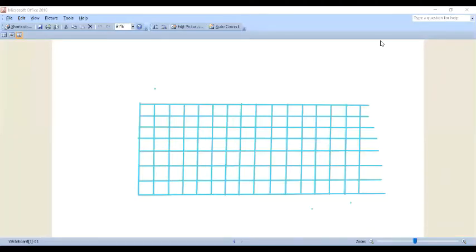So first, how to draw the R? Okay. So this is, we give the numbering. This is 1, 2, 3, 4, 5, 6, 7. This is 1, 2, 3, 4. Again 1, 2, 3, 4. Again 1, 2, 3, 4. Okay. So first we draw the R.